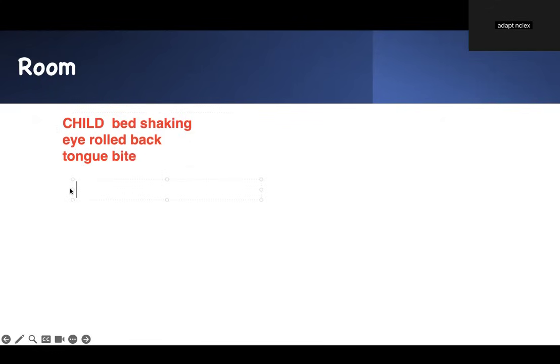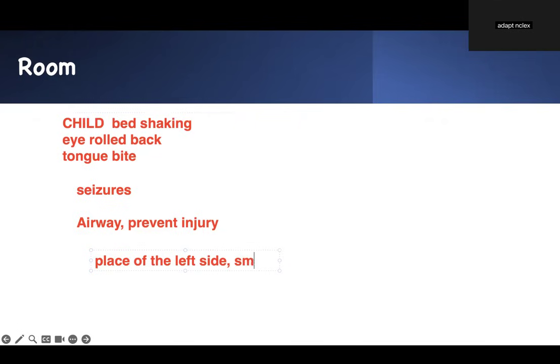This patient is having seizures. What will you do? Airway. Protect the airway and prevent injury as much as possible. So what do you do? Place the patient on the left side, and put a small pillow under the head.